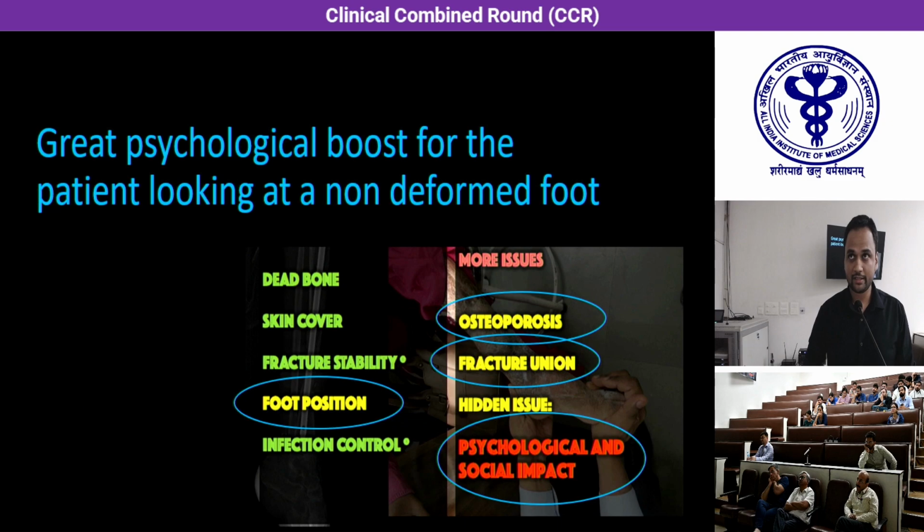So we were able to address most of these issues of the patients. The osteoporosis issue was able to be solved because now the patient is able to bear weight on her limb. And when we bear weight on the limb, the bone gets consolidated, and the osteoporosis gets countered. The surgery also was a great psychological boost for the patient who was looking at a non-deformed foot. The issue of fracture union was also resolved.